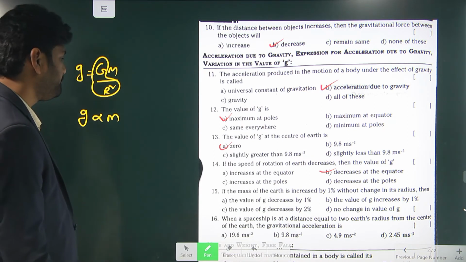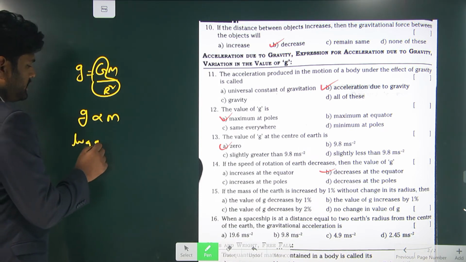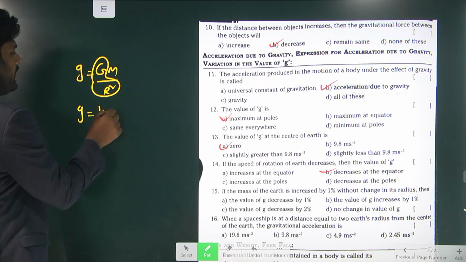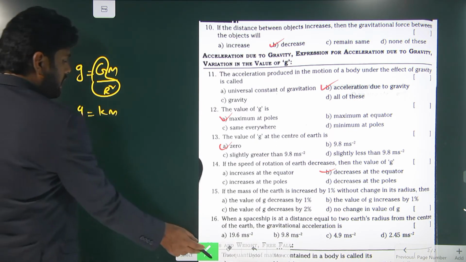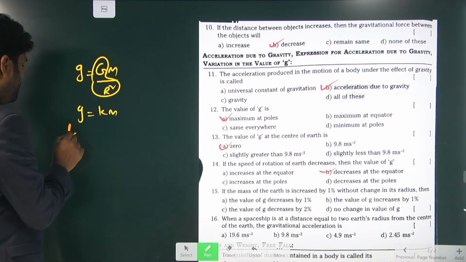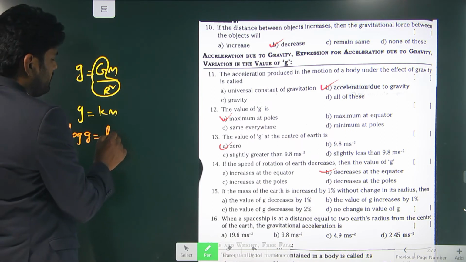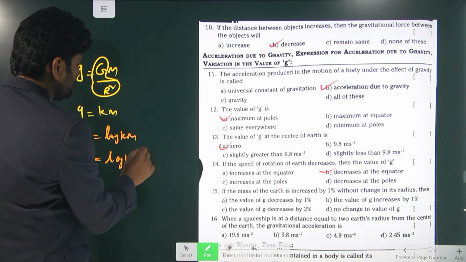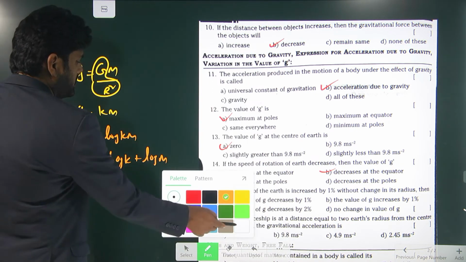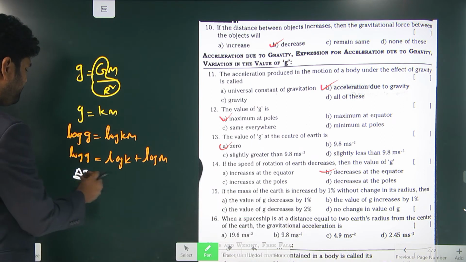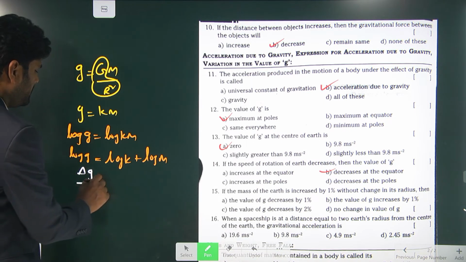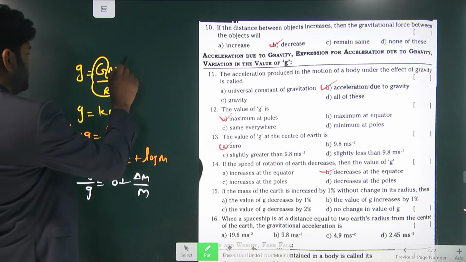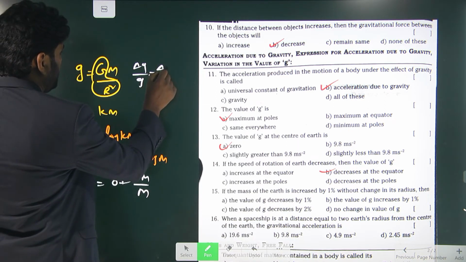Now take log on both sides. Here g is equal to K into M, where K is a constant. Taking log on both sides, log g is equal to log K plus log M. Differentiating this equation, the differentiation of log K becomes 0, and log M gives delta M by M. Finally, delta g by g is equal to delta M by M.